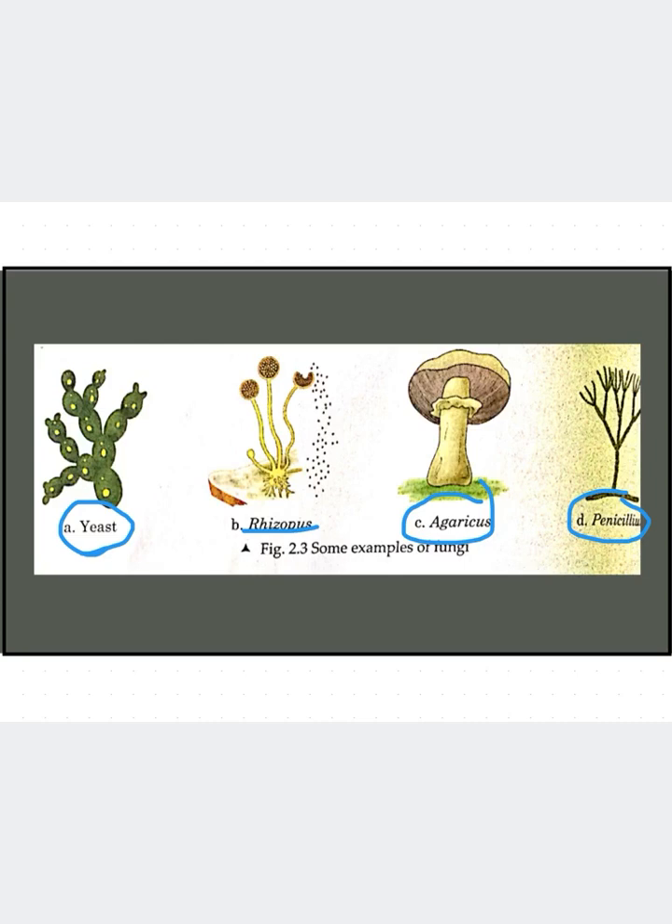One you can remember is yeast, which is unicellular. Yeast is a unicellular fungus. Okay? And rhizopus and all these 3, they are multicellular, which means they are made up of many cells, while yeast is made up of a single cell. Right, everyone?